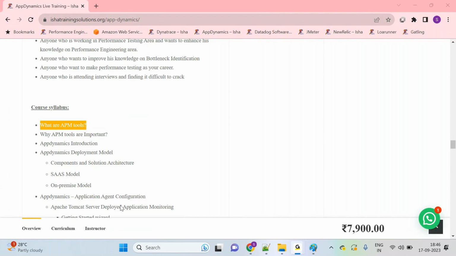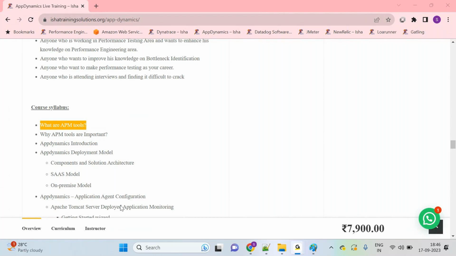UI team will say it is an app issue, app team will say it is a DB issue, DB team will say it's an infra issue. Like that, they'll always do this blame game, and nobody will accept whose problem it is, and it'll really take some time to find where the problem itself is.